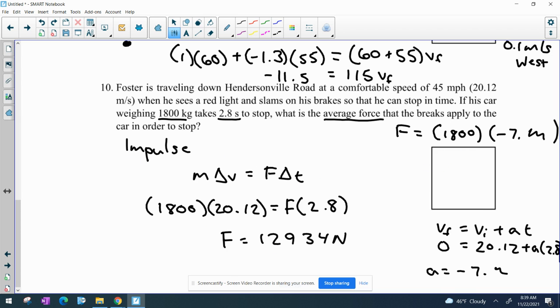Again, Newton's second law is really the same as impulse. Impulse is just another way of writing Newton's second law, because we have F is equal to m delta v over delta t, which, again, we mentioned is an acceleration if we have delta v over delta t. So it's really just another way of writing Newton's second law. So either way really works.